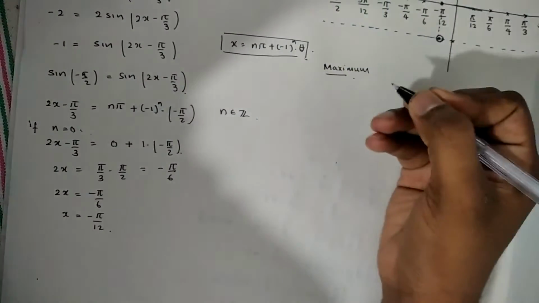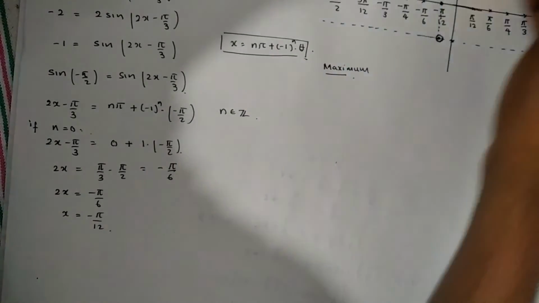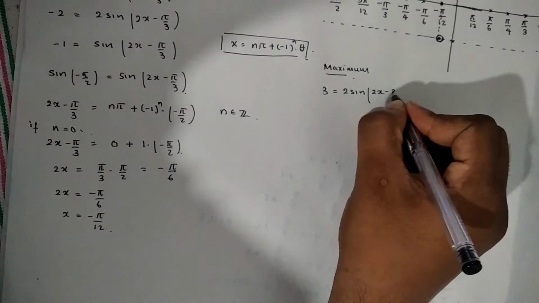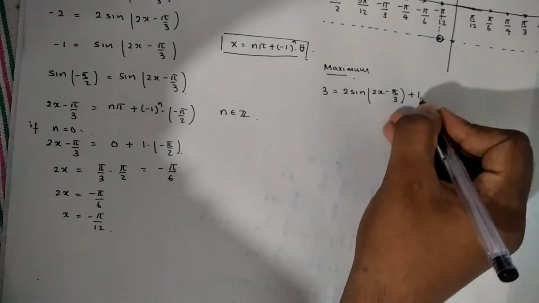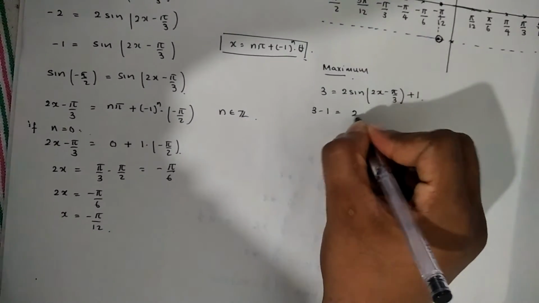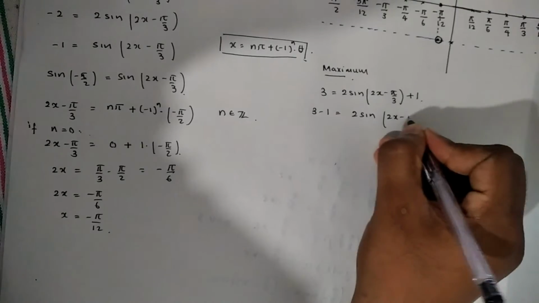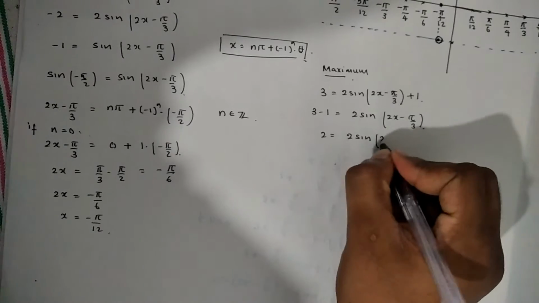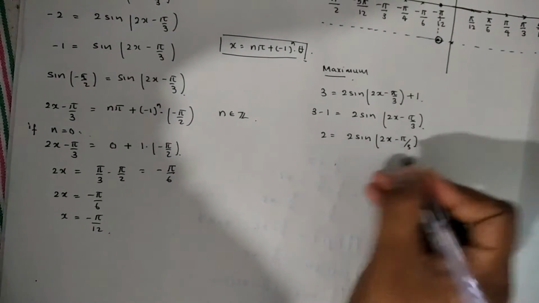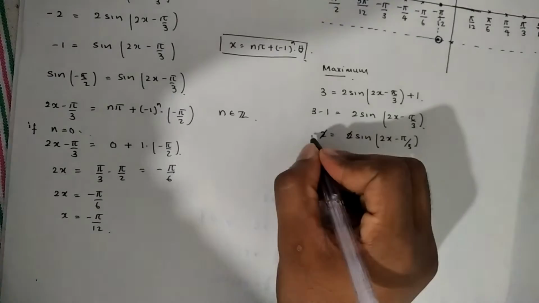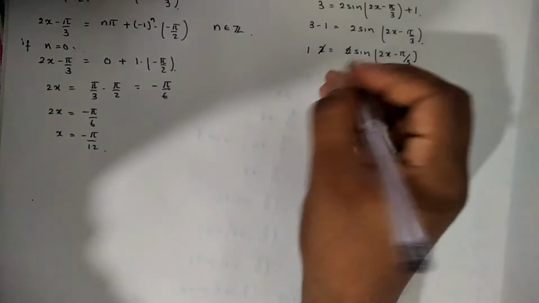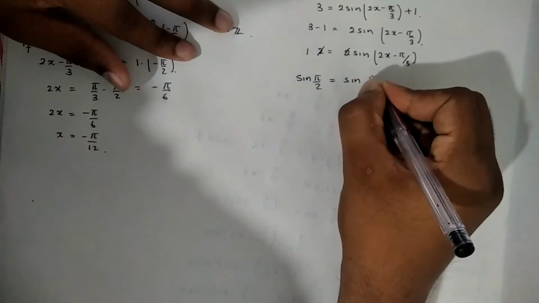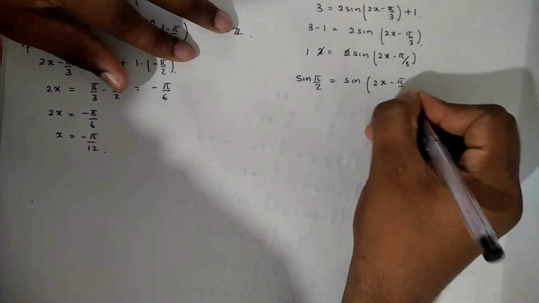Maximum means it should be 3. So 3 should be equal to 2 sine(2x − π/3) plus 1. Take this to the other side. So 3 minus 1 must be equal to 2 sine(2x − π/3), so 2 is equal to 2 sine(2x − π/3). You can divide both sides by 2, so then you will have 1. Now 1 means it's sine(π/2). So sine(π/2) is equal to sine(2x − π/3).